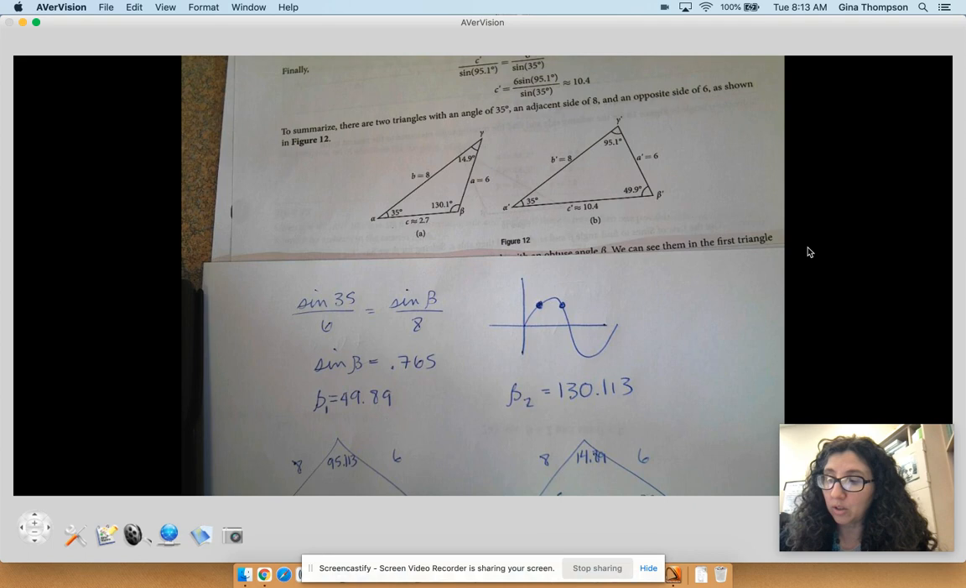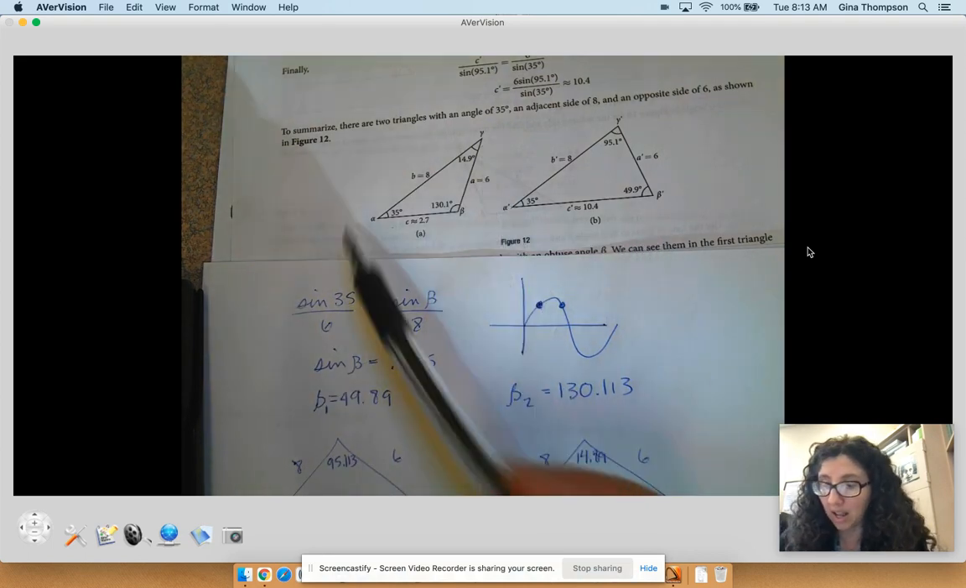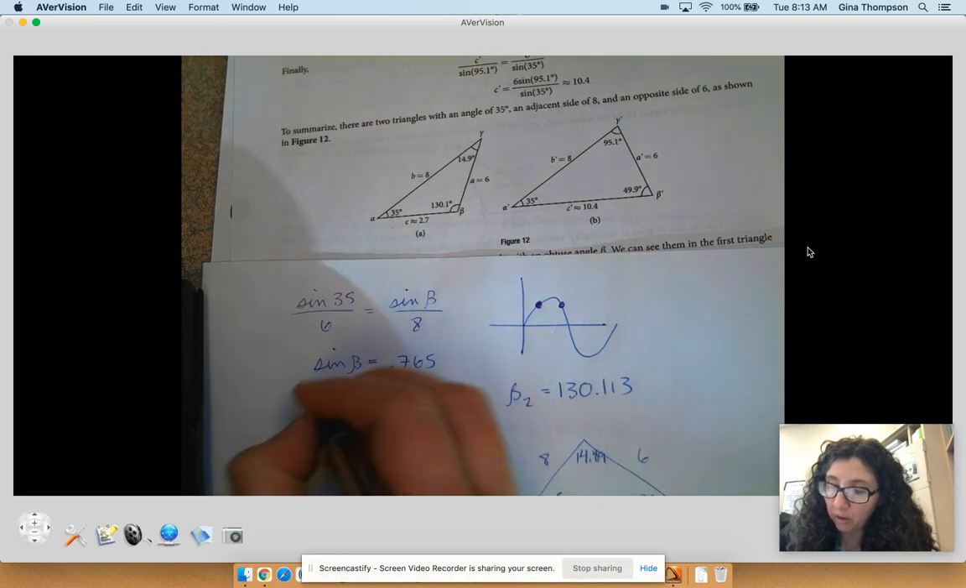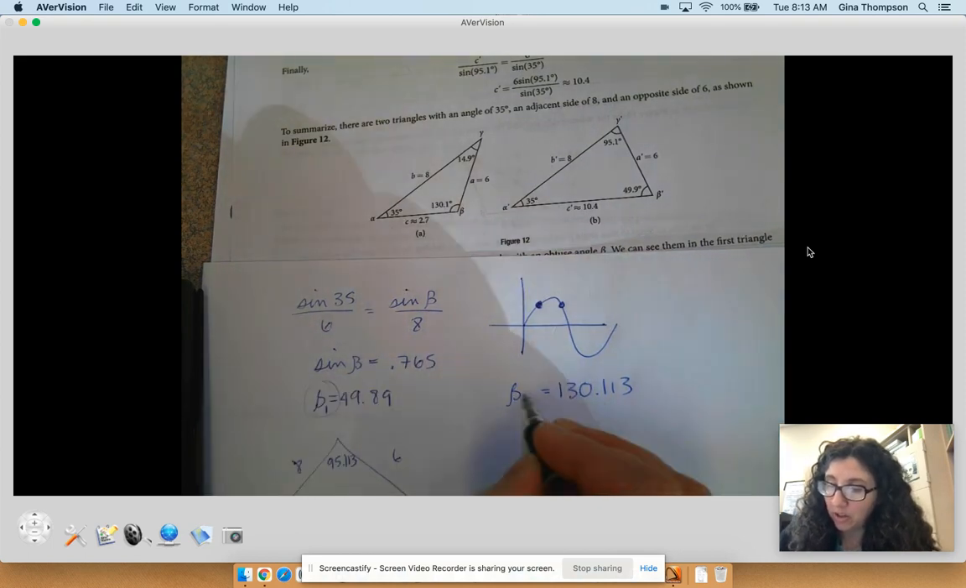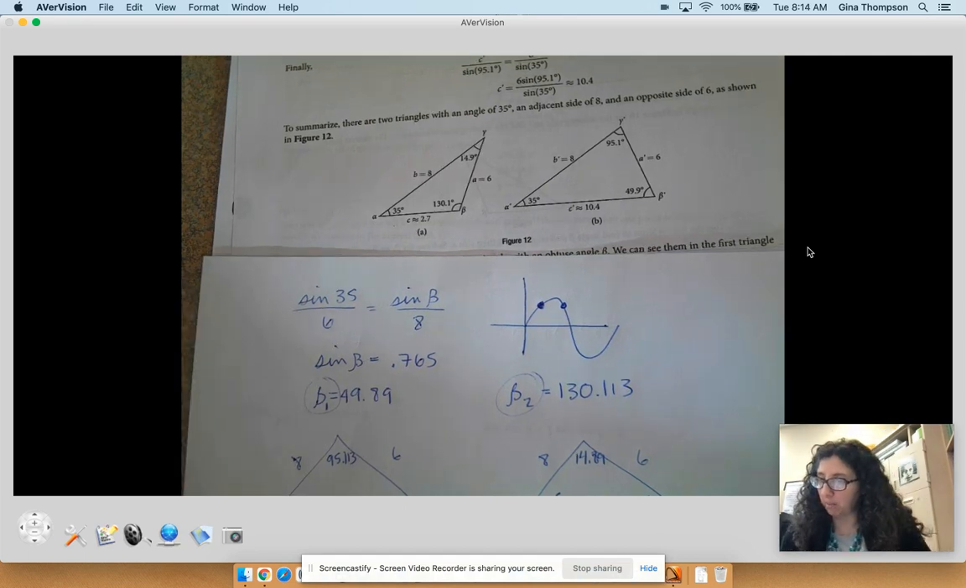So how do we know we might have, this is called the ambiguous case. How do we know what happens? We have side-side angle. So what do we do? We get our first beta, and then we find our second beta and try to make our two triangles. Okay, so let's do another example.